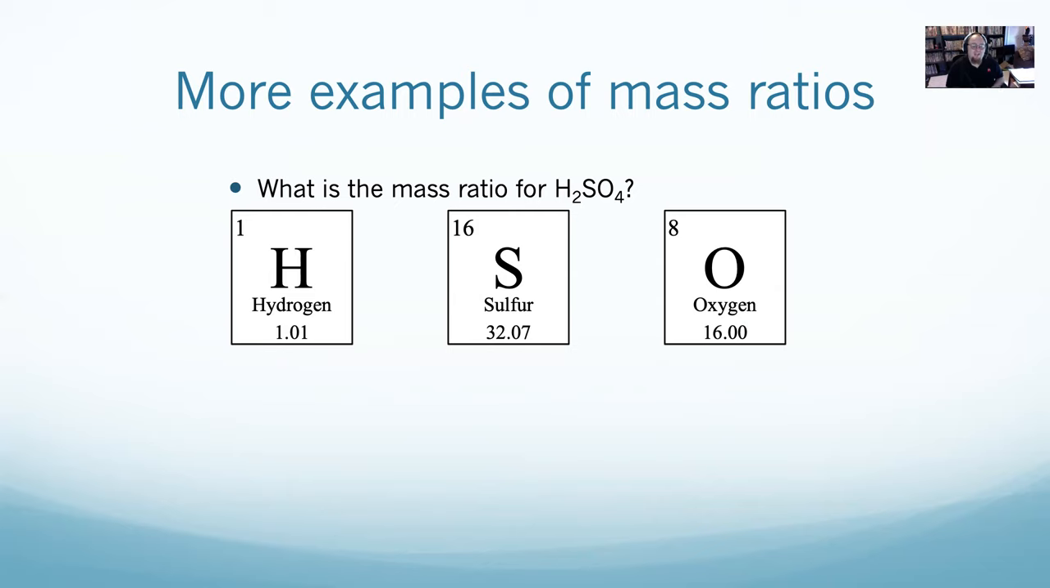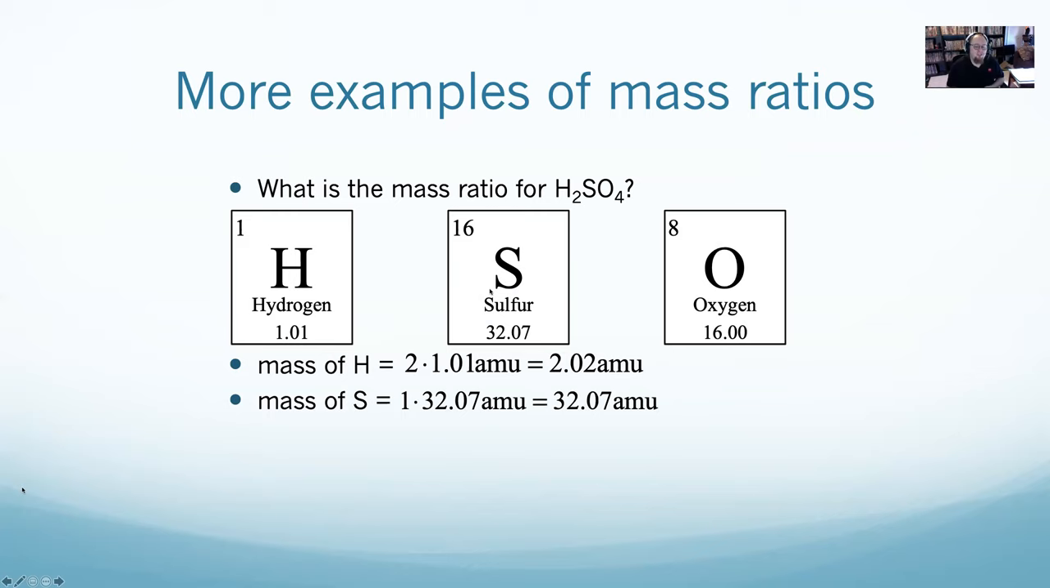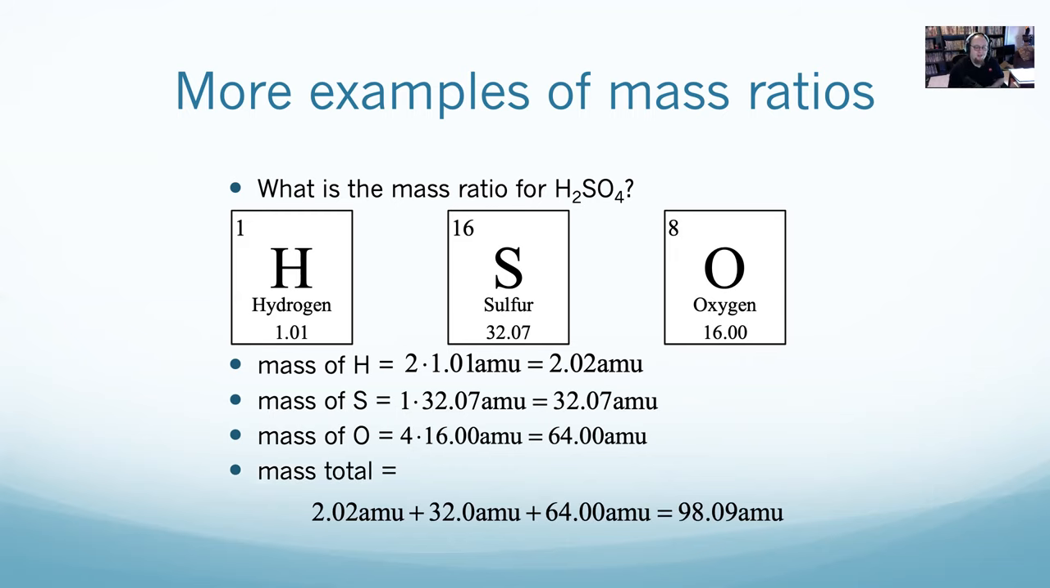respectively, I have to find the mass I have of each one of them. You see, sulfuric acid has H2. H2 means it has two hydrogens. Each hydrogen atom weighs 1.01 amu, so I have 2.02 amu of hydrogen in one molecule of sulfuric acid. H2SO4 has only one S, so it has 32.07 amu of sulfur. And it has four oxygens. Each oxygen weighs 16 amu, so my mass of oxygen is 64 amu, 4 times 16. This means one molecule of sulfuric acid has a mass of 98.09 amu, where I just added those three numbers.